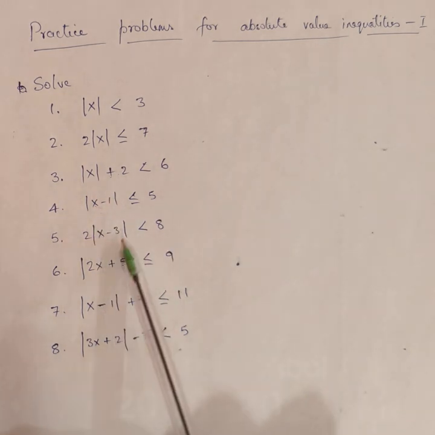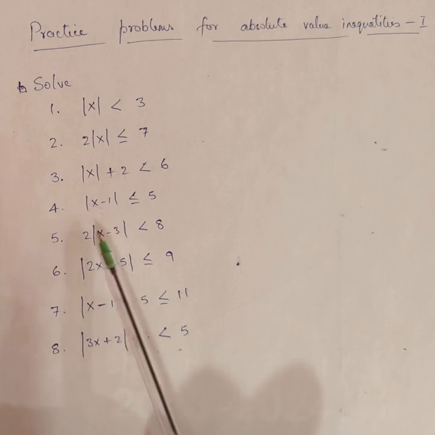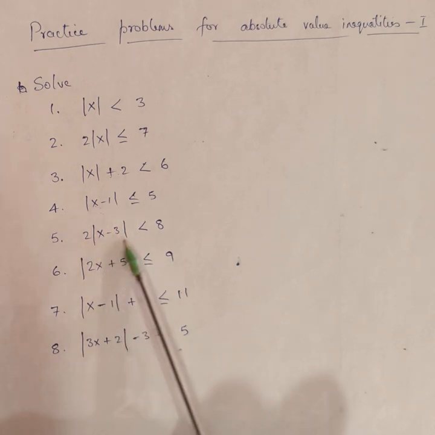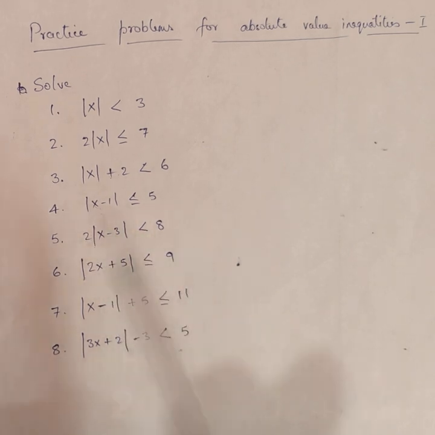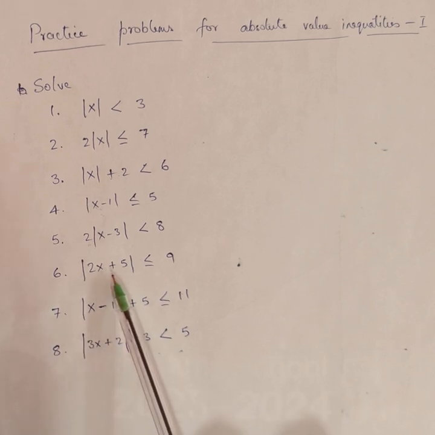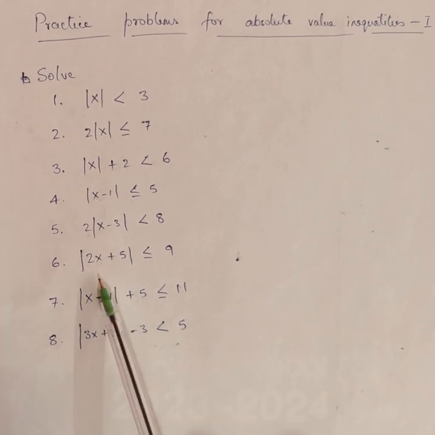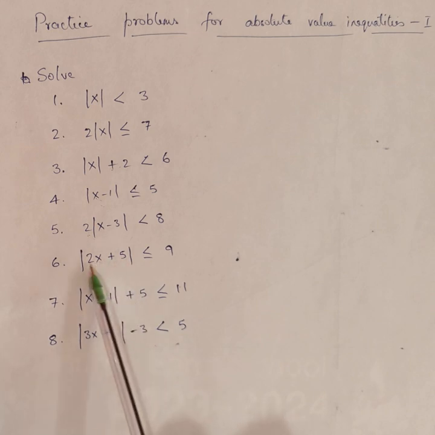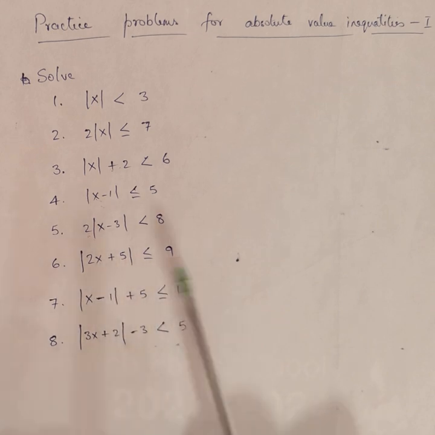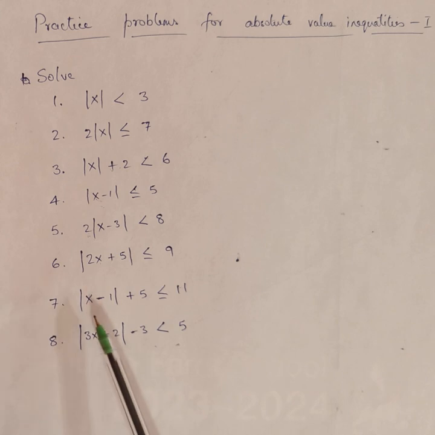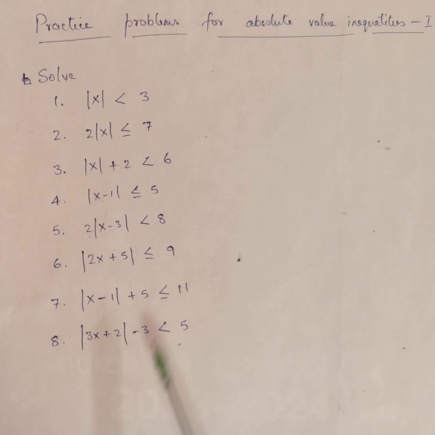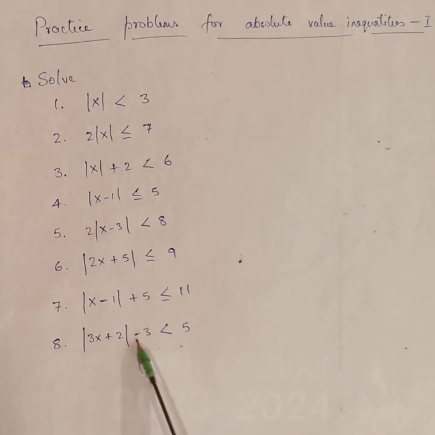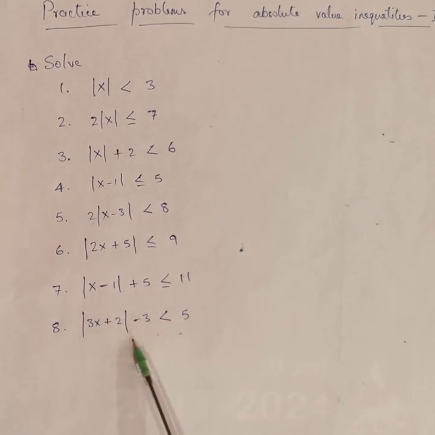Here, you have a number before the absolute value. So you first want to get rid of that. You divide both sides by 2. And this is like the last example we did where it's absolute value. So you sandwich this between the negative 9 and positive 9. And here you will get rid of the plus 5 first, and then it looks like problem 4. Here you get rid of the minus 3 by adding 3, and then it looks like problem 6.